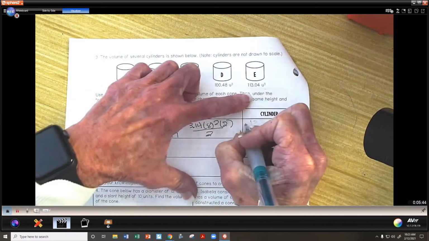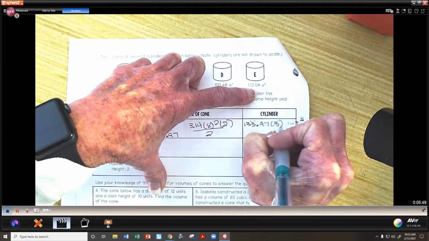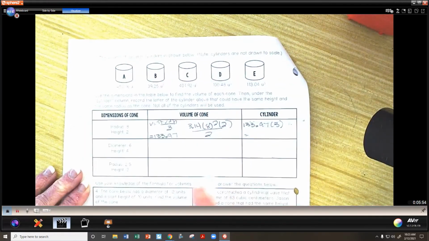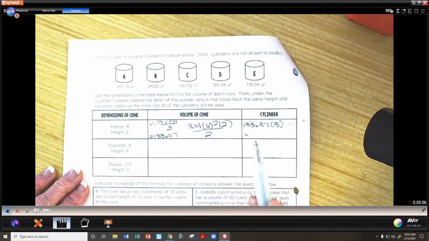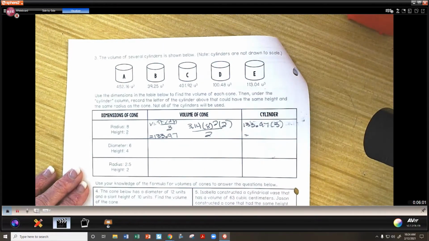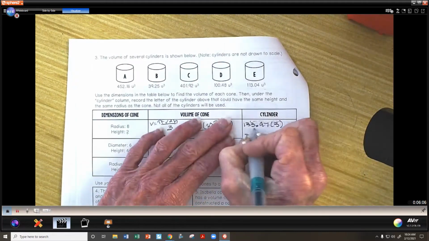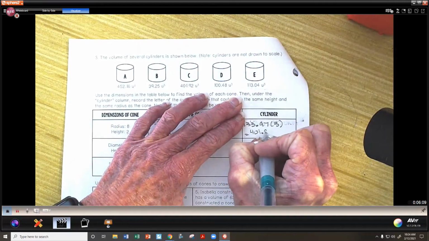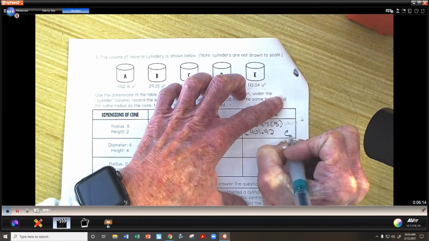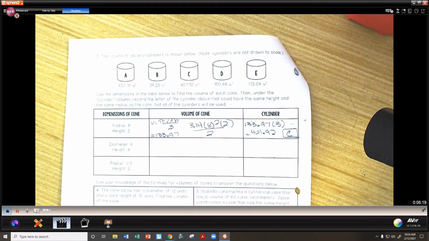Okay, so I'm going to do 133.97 times 3. Now, why did I multiply it by 3? Because if a cone is a third of a cylinder, then a cylinder is 3 times a cone. So I'm going to multiply it by 3, and when I do that, I'm going to get about 401.92. Okay, so that would be C. Now I rounded my answer, so it might be a little tiny bit off.